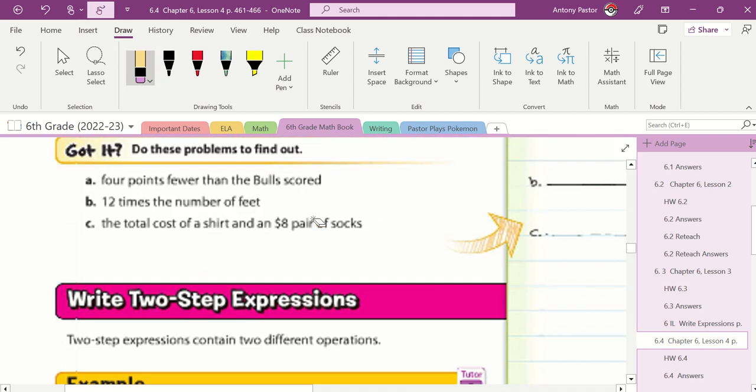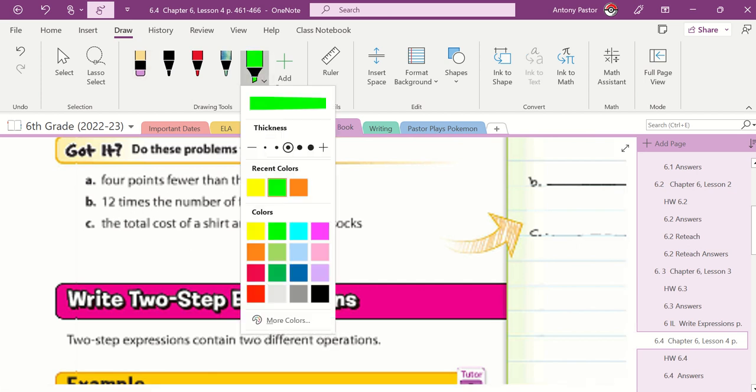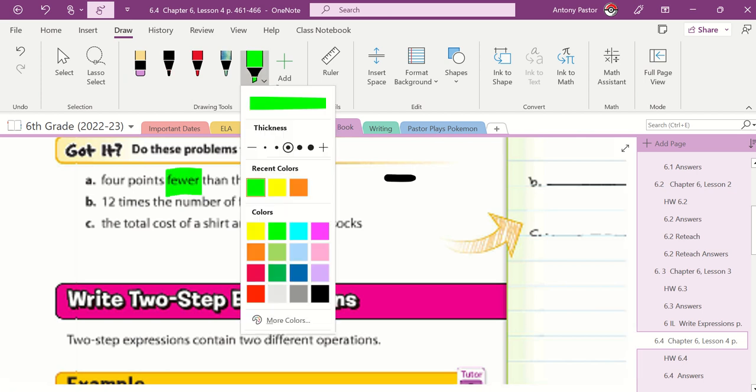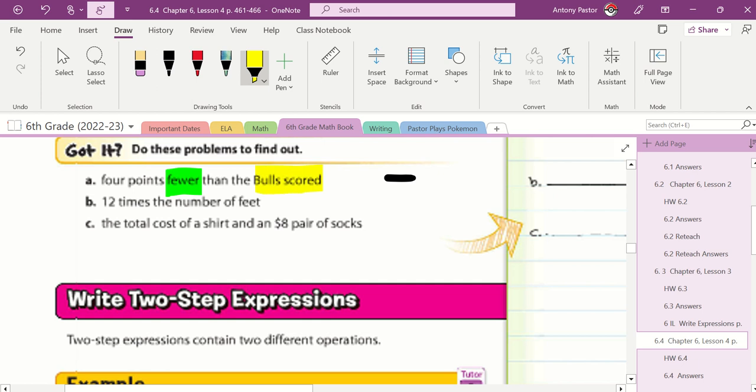Now, we're going to go ahead and do the next one and see what we can do. 4 points fewer than the Bulls scored. My key word here is fewer, which means we are going to be using subtraction. And the thing that we don't know is how much the Bulls scored. So we can use B for Bulls, S for scored, or P for points. It doesn't matter. 4 points fewer than the Bulls scored. So I'm going to say B minus 4. Whatever the Bulls scored, minus 4, because they scored 4 points fewer than the Bulls.